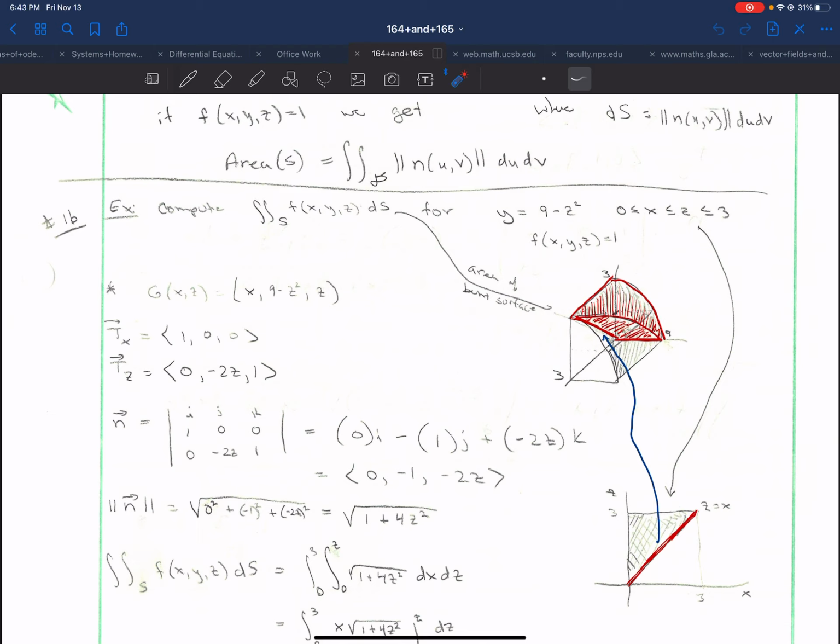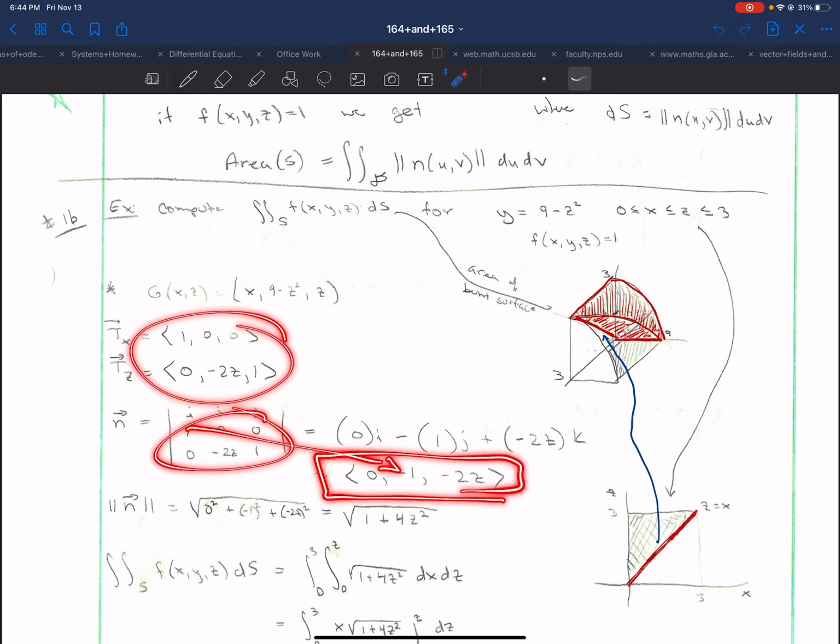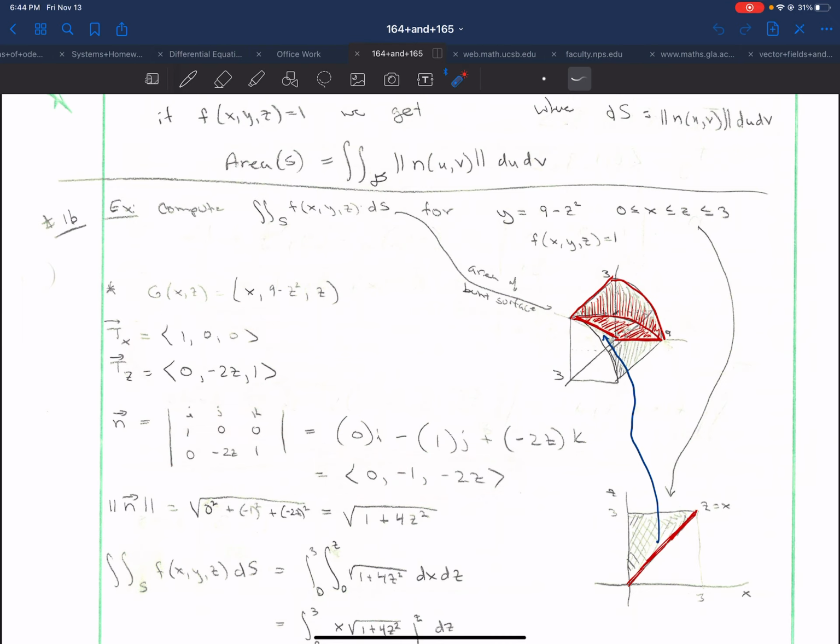So in that case, now I need to find those two tangent vectors. So take T sub x and T sub z. That's like T sub u and T sub v, or T theta and T phi. Take the x derivative here: 1, 0, 0. Take the z derivative here: 0, -2z, and 1. We will cross them in general. Notice this is a generic normal vector. And then I'm going to take the magnitude of it.